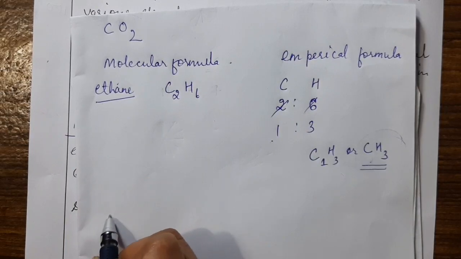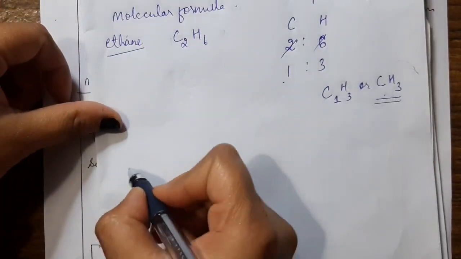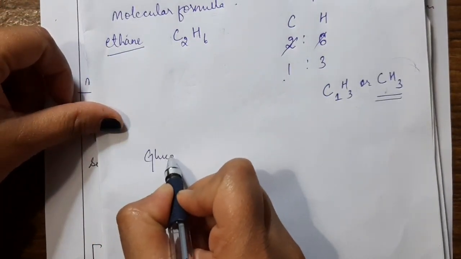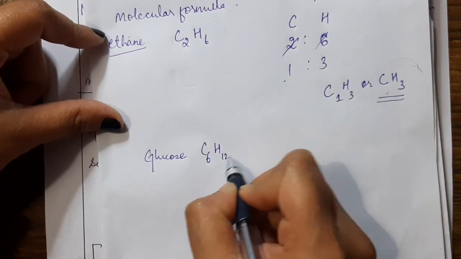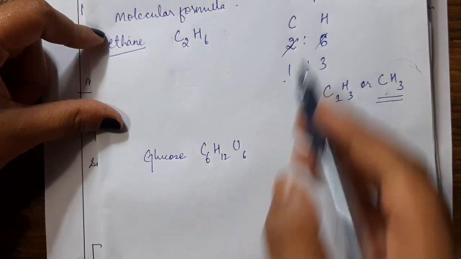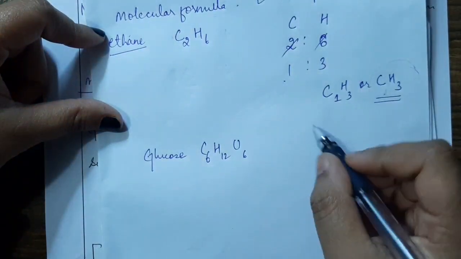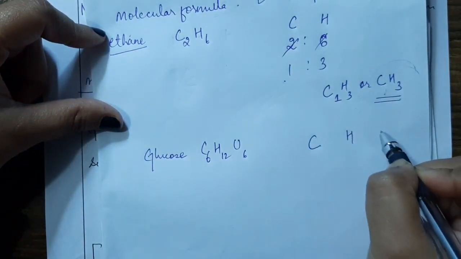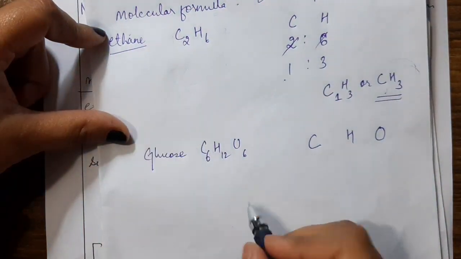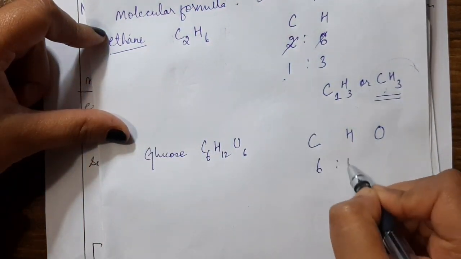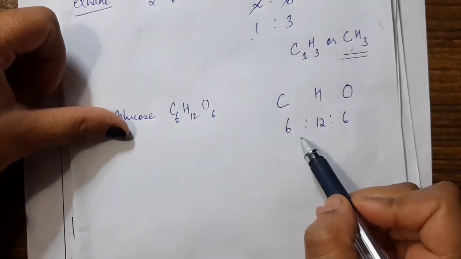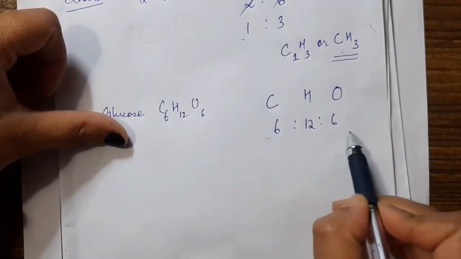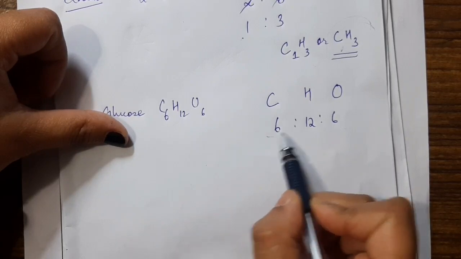Similarly, another one, let's take glucose. You know the molecular formula of glucose is C6H12O6. Okay, let's find out the empirical formula. Carbon, hydrogen, oxygen. In the molecular formula, carbon is 6, H is 12, O is 6. Now let's find out the simplest ratio. We can divide by 2 first.